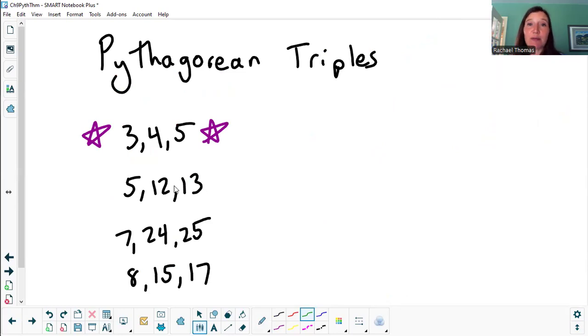I realize that that's easy for me to say because I'm a math teacher. I see these things all the time. But if you can find the space in your brain files to memorize these 5, 12, 13, 7, 24, 25, and 8, 15, 17, I think you will find it helpful.